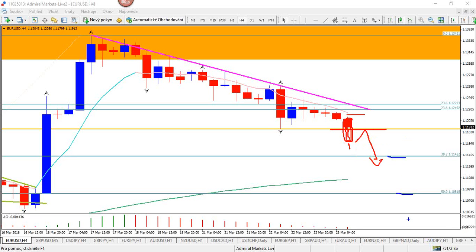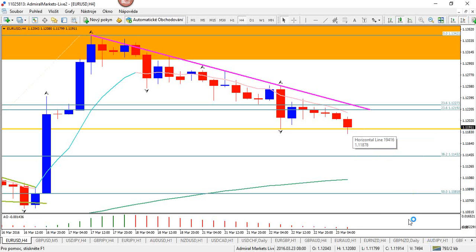So I think that that is a decent plan. I don't see anything wrong with that, and I think that waiting for this 4-hour candle is maybe a safer approach than anything else at this moment.